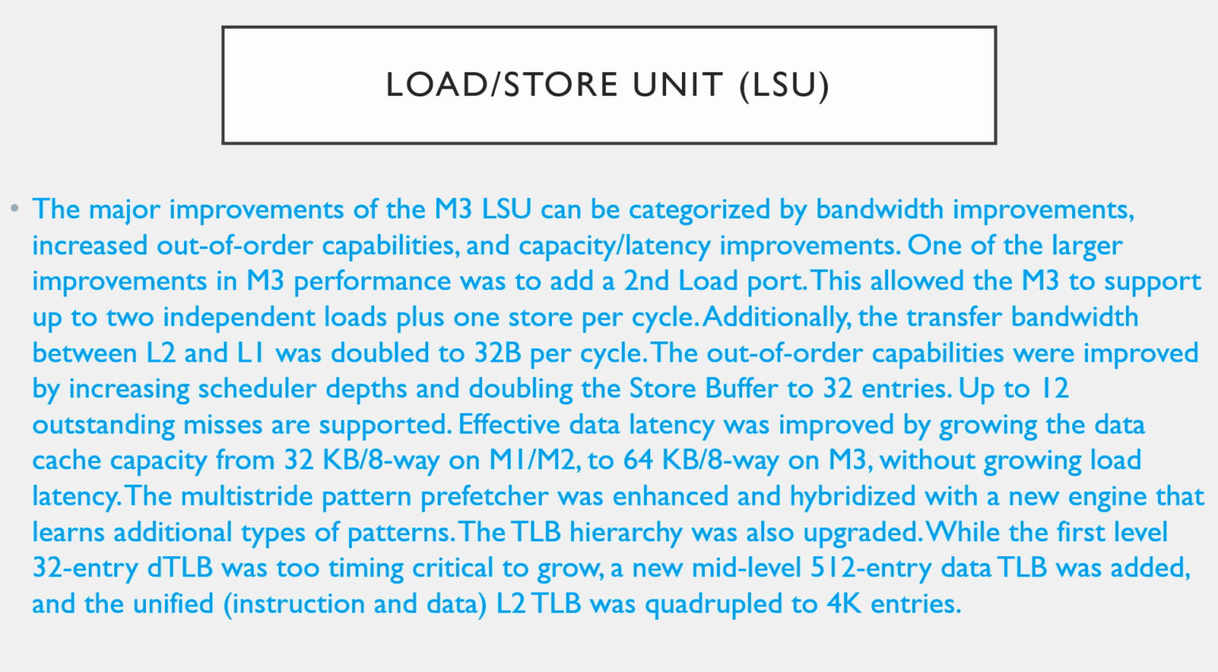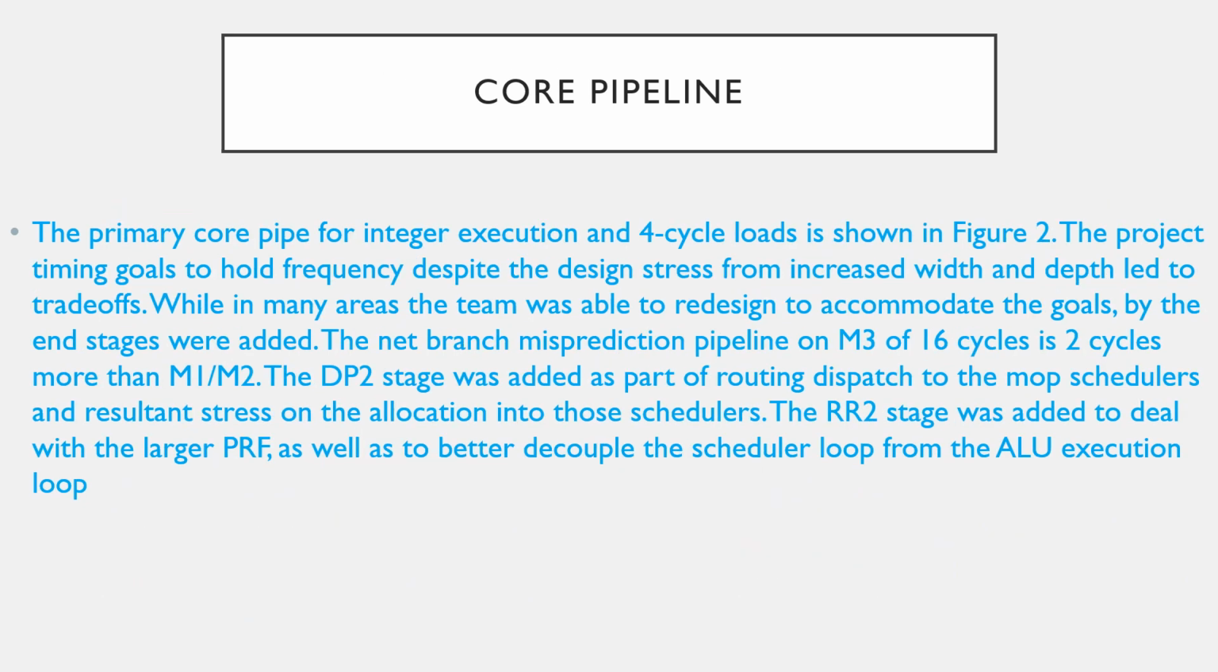The TLB hierarchy was also upgraded. While the first level 32 entry DTLB was too timing critical to grow, a new mid-level 512 entry data TLB was added, and the unified L2 TLB was quadrupled to 4K entries. The core pipeline, the primary core pipe for integer execution and 4 cycle load, is shown.